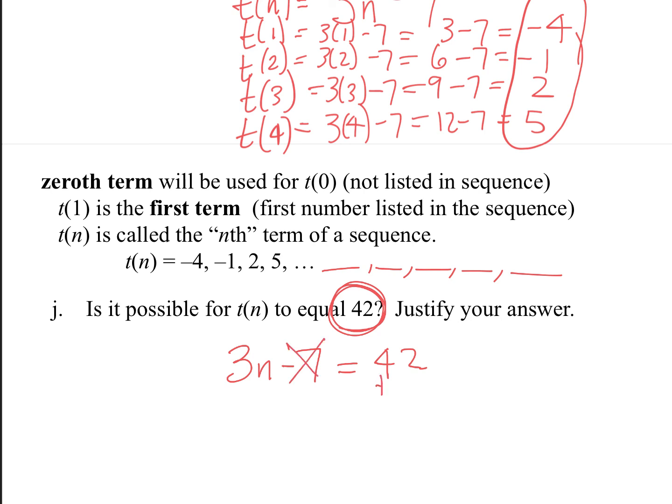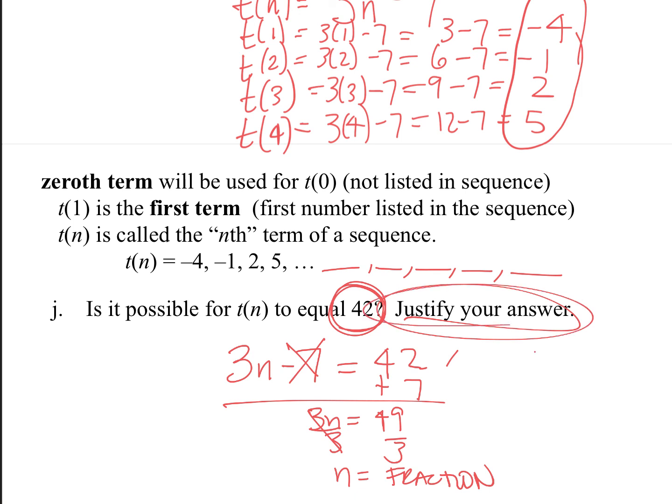So if I move this to the other side, I get 3n equals 49. And if I divide by 3, it doesn't go in evenly. I get a fraction. So the answer to this question is no. And this is your justification. N would be a fraction.